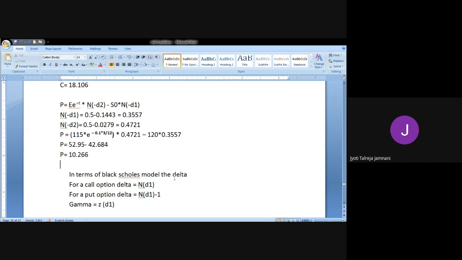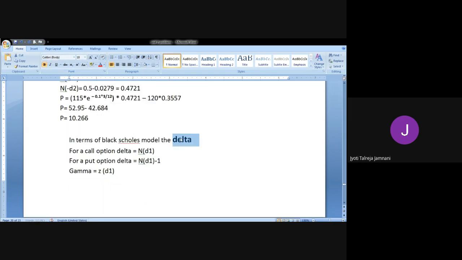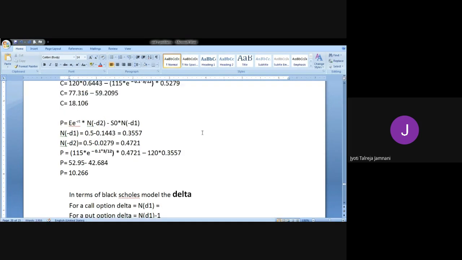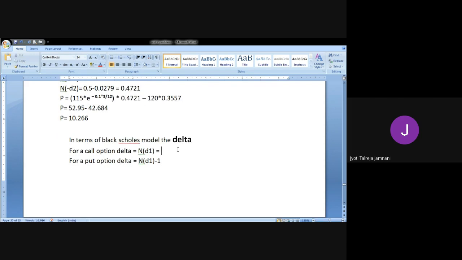Now they have also asked us to find the option derivatives, or we also call it the option Greeks. So the first thing that we are going to find is the delta. You know the formula which I had given in the last class. I've written it here as well. Delta for a call option is equal to N(d1). We have already found the N(d1) value above when we were doing the call option, that is 0.6443. That's the value of delta.